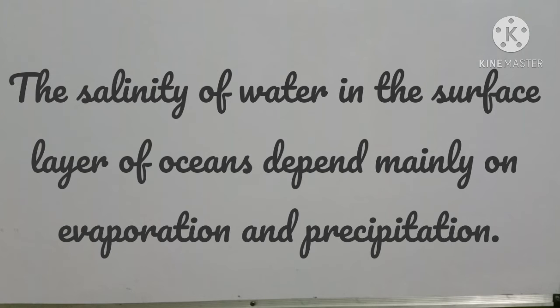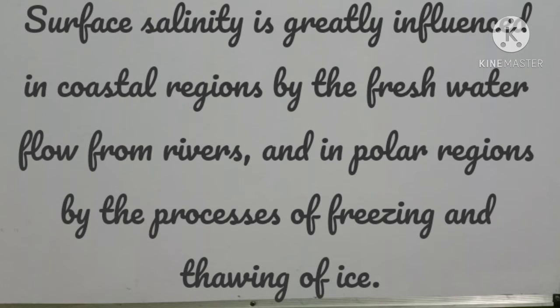Number 2, we can include fresh water. If the source of fresh water is regular, like the rivers, the surface salinity will be low. Polar regions have low salinity because of the freezing and thawing of the ice.